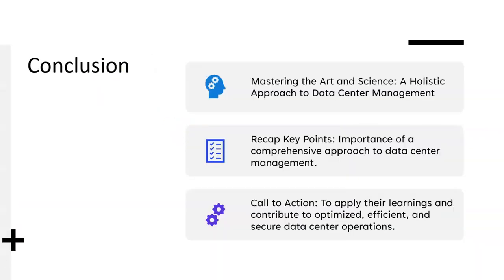Concluding this, we need to master the art and science. It's not only the science, the art is also how we can apply a holistic approach to data center management, and the importance of a comprehensive approach to data center management, that is, which tier is best for my company, whether tier 1 would be better for me, or tier 2, tier 3, or tier 4. So this is mostly your art and skills and your managerial skills. You need to apply all these learnings from today for an optimized, efficient and secure data center operation in your own organization.